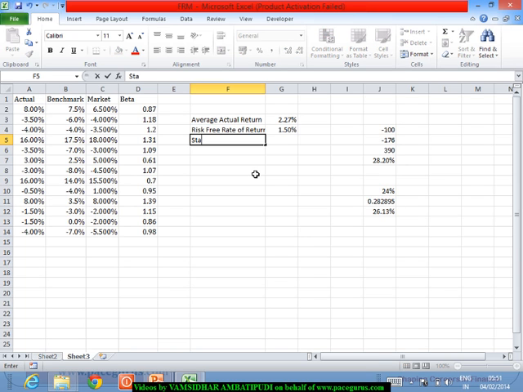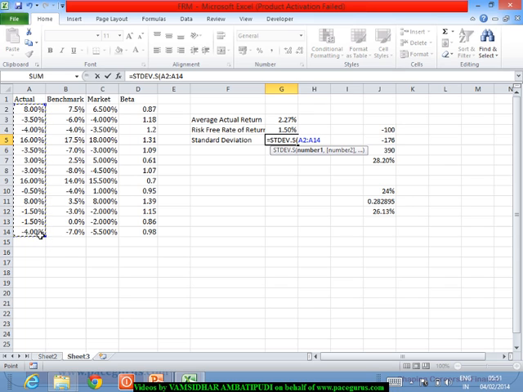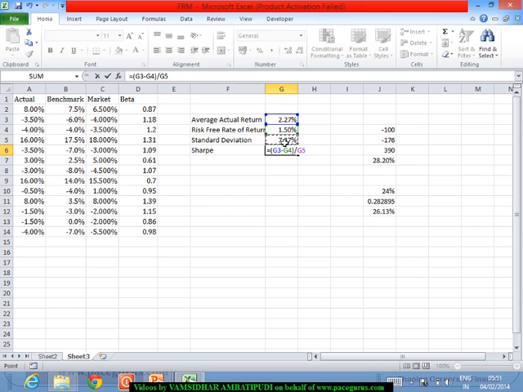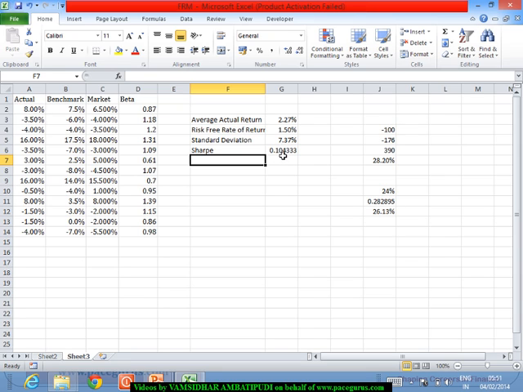Then I'm also taking the standard deviation of the portfolio returns, which is somewhere around 7.3%. So from here I can compute the Sharpe ratio as the average portfolio return minus the risk-free rate of return, divided by the standard deviation of the return. So the Sharpe ratio is somewhere around 0.104.